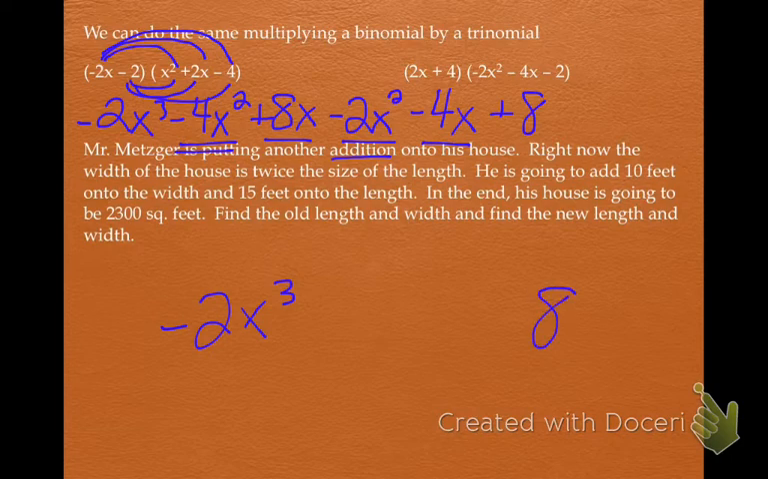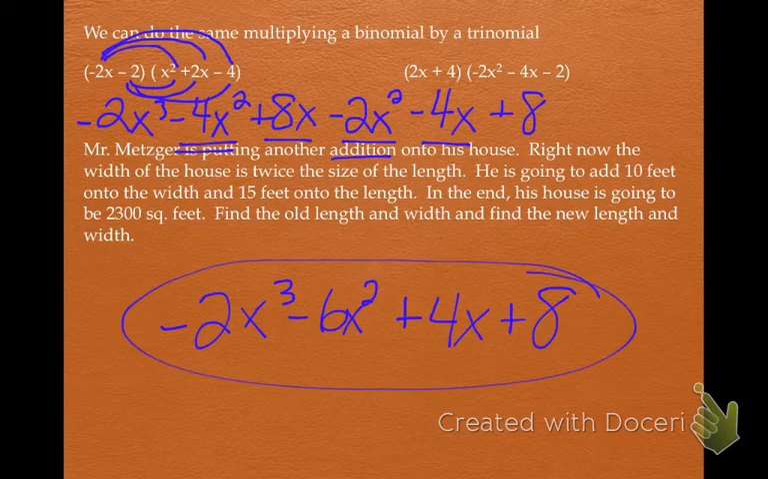Then I just combine these like terms. Negative 4x squared plus negative 2x squared gives me negative 6x squared. 8x plus negative 4x gives me positive 4x. So that's my final answer.